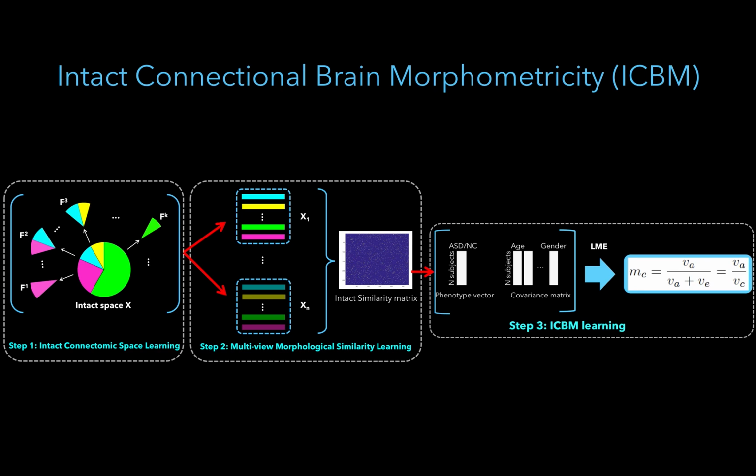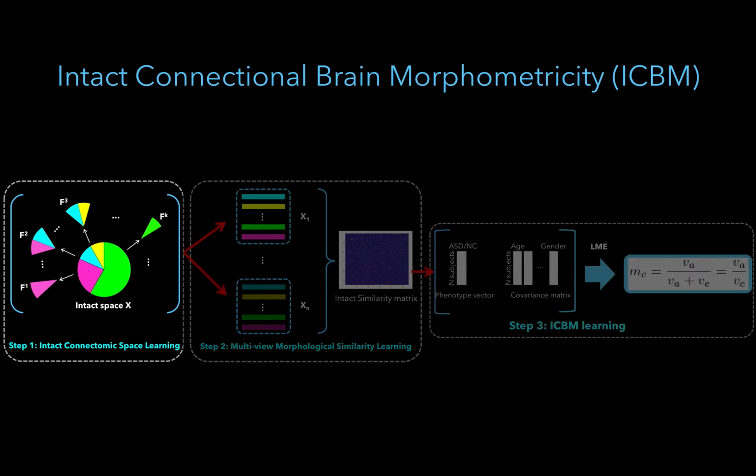Here I give an overview of the proposed Connectional Brain Morphometricity learning framework, which comprises 3 key steps. The first one is the intact connectomic space learning, the second one is the multi-view morphological similarity learning, and the last one is the ICBM estimation. So let's begin with the first step.